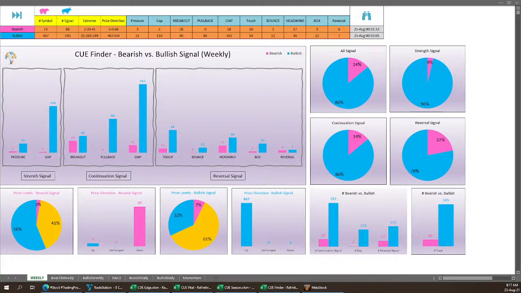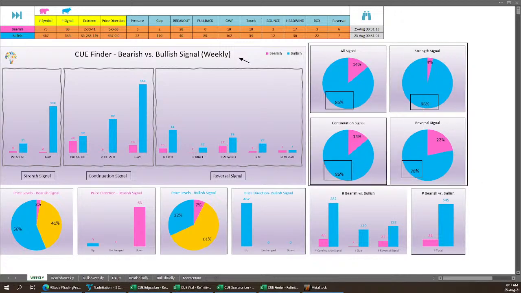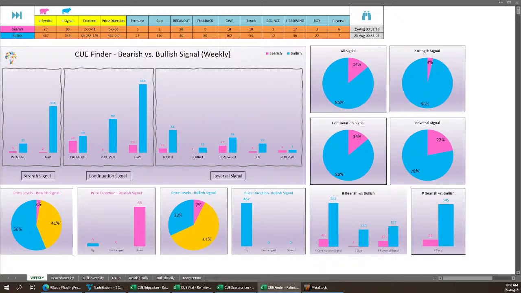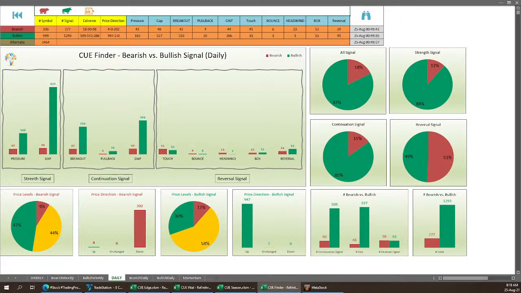Now let's look at the technical breadth, the balance between bullish and bearish technical signals. First, using the weekly interval, all signals 86% bullish, strength signals 96% bullish, trend continuation 86% bullish, and reversal signals 78% bullish. This is a very bullish picture. In terms of bearish headwind, the weekly interval has a number of bearish headwinds but not large enough to be at the alert level.